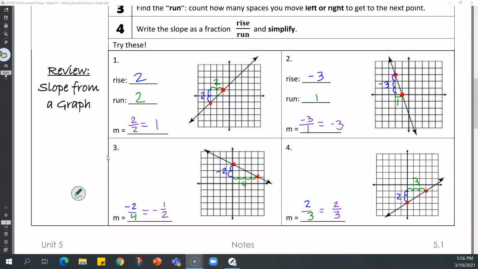Okay, same concept with number 4. I went 2 up and 3 to the right, or 2 down and 3 to the left. Either way, they should reduce to 2/3.